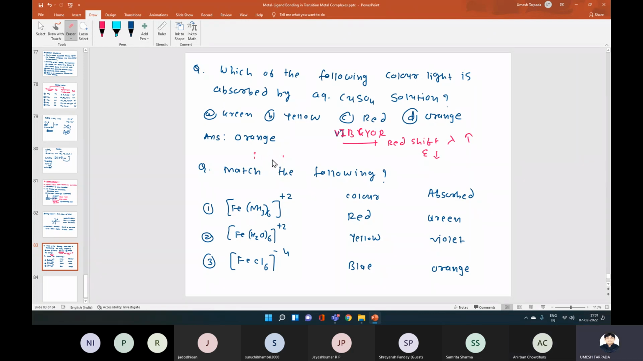So the next one is H2O, and then Cl. So ligand field strength: ammonia followed by H2O and then Cl. So the lowest energy is for, you can say, NH3. So here, say lowest energy means highest wavelength.